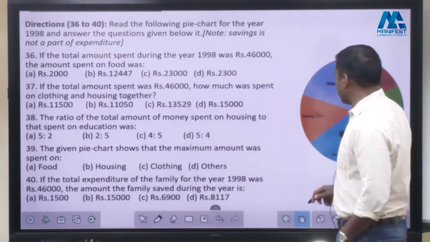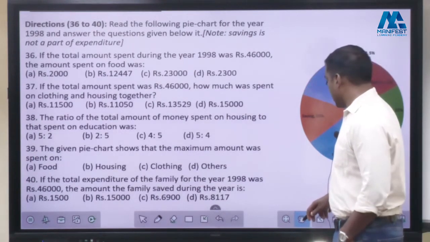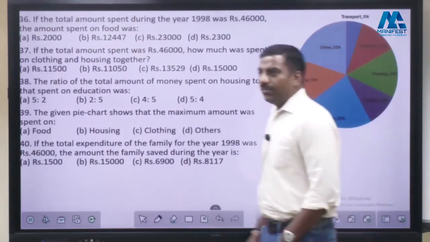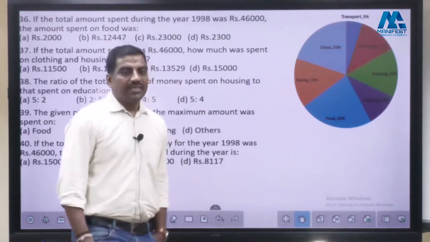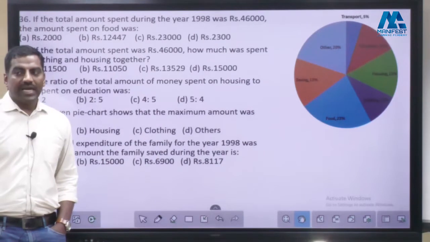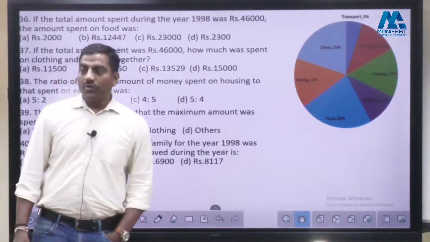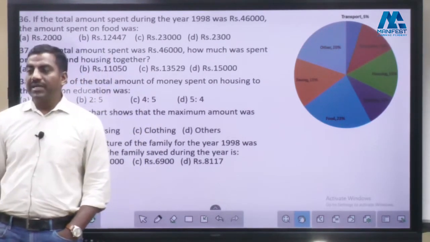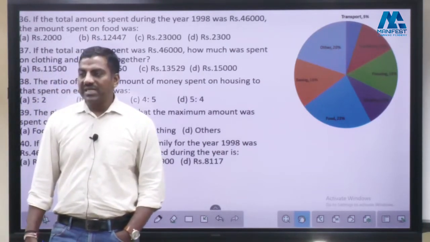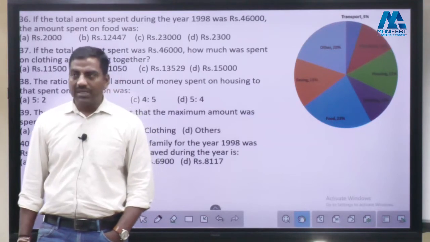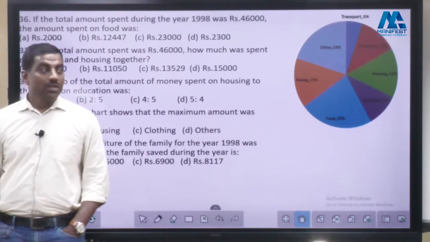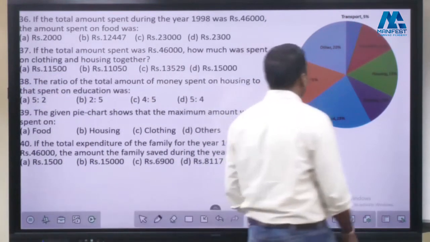So this is basically the spending of a person. And he is telling savings is not part of expenditure. As you all know, if you subtract the expenditure from income, then you will get savings, correct? If income is 100 rupees, if your savings is 5 rupees, then the expenditure must have been 95 rupees. Yes or no? So look at this chart now.